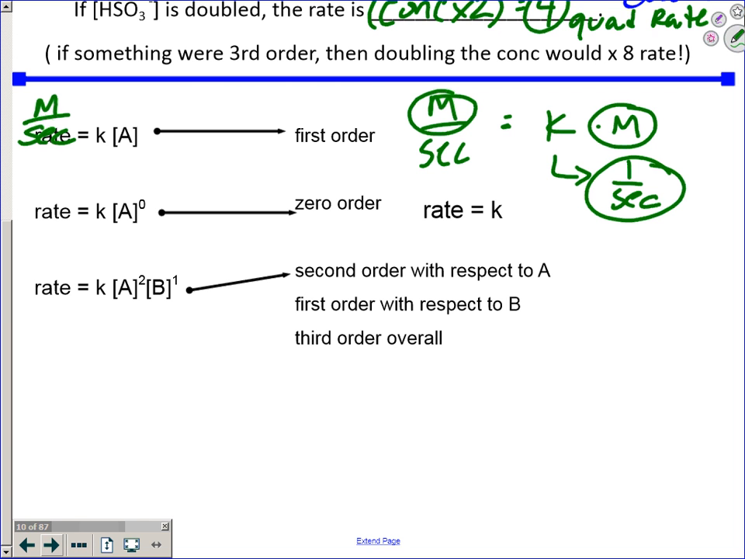Okay, so figure out the units for the k's in zero order, and with this one, which will be third order overall, figure out what the k units would be. Work with the person next to you. We can do it.